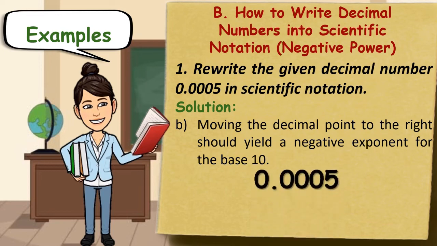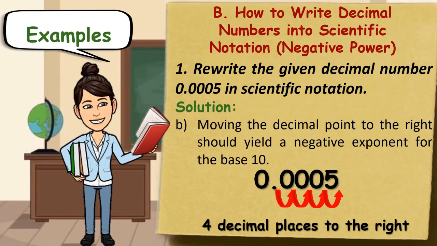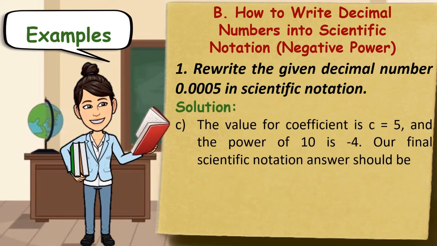From the original location going to the new location, we will count 4 decimal places to the right. The value for coefficient C is equal to 5 and the power of 10 is negative 4. Our final scientific notation answer should be 5 times 10 raised to negative 4.